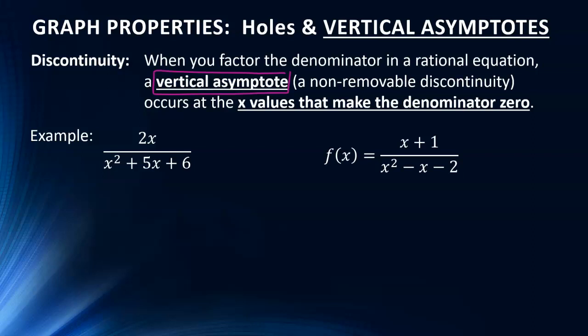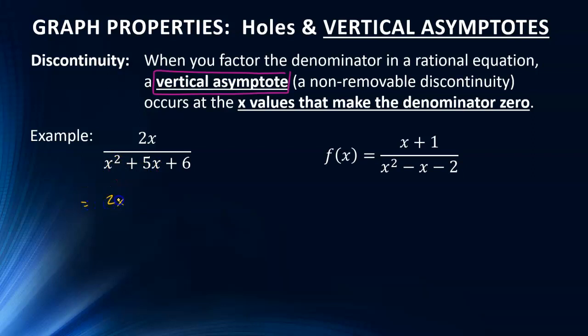If we have the numerator and the denominator in factored form, a vertical asymptote is going to occur when you have any factors that are left over in the denominator that we can't cancel out with the numerator. We call this a non-removable discontinuity because, again, it doesn't get canceled out like we did with the previous example. So let's look at this first example here where we have 2x in the numerator. In the denominator we have x squared plus 5x plus 6. If you notice, it's the same denominator that we had before.